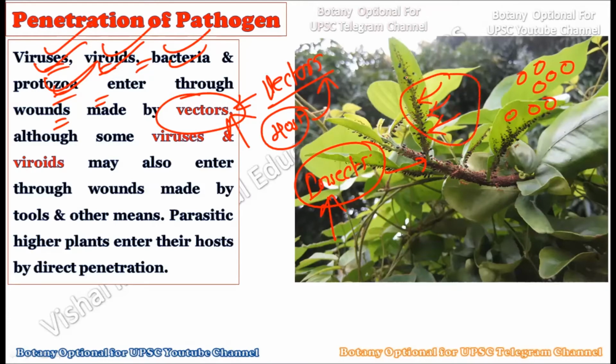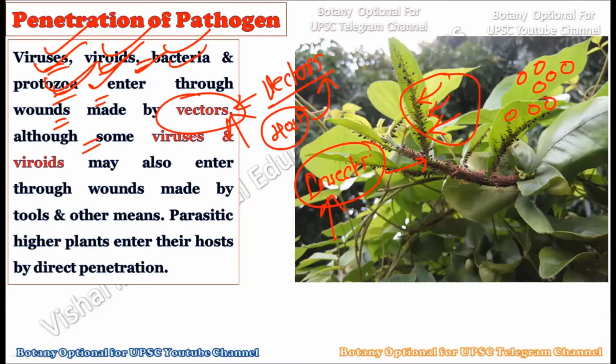So here you should understand that vectors play a very important role, because they are not only transferring the pathogen from its original place to the host, but also creating the wound within the plant body, so that the viruses, viroids, bacteria, or protozoa can enter within the plant body. So it is the facilitation which is created by the vectors. Vectors facilitate the infection. These vectors are majority of the time insects, and as you know, insects typically feed on the plant, and in the feeding process they literally injure the plant, and hence the transmission of these pathogens becomes very, very easy.